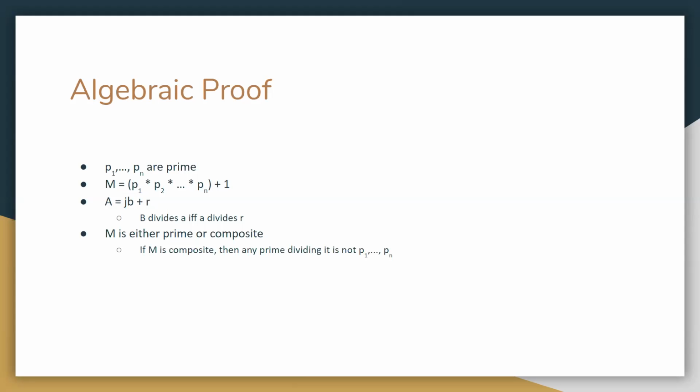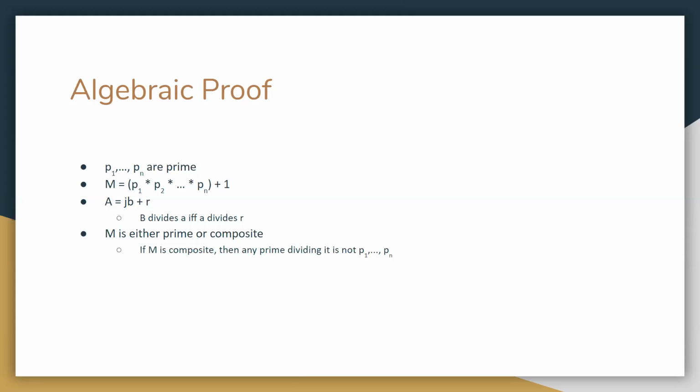You have A equals JB plus R, and for this we're going to assume A is M, and then JB multiplied all together is your series of P1 through Pn, but we're going to pull one of those prime numbers out, and that's going to become B, and then you add R, where R is 1. Using this equation, B is only going to divide A if B divides R. The thing is, B is never going to divide R because R is 1, and nothing is going to divide 1 except 1, and we know B isn't 1.